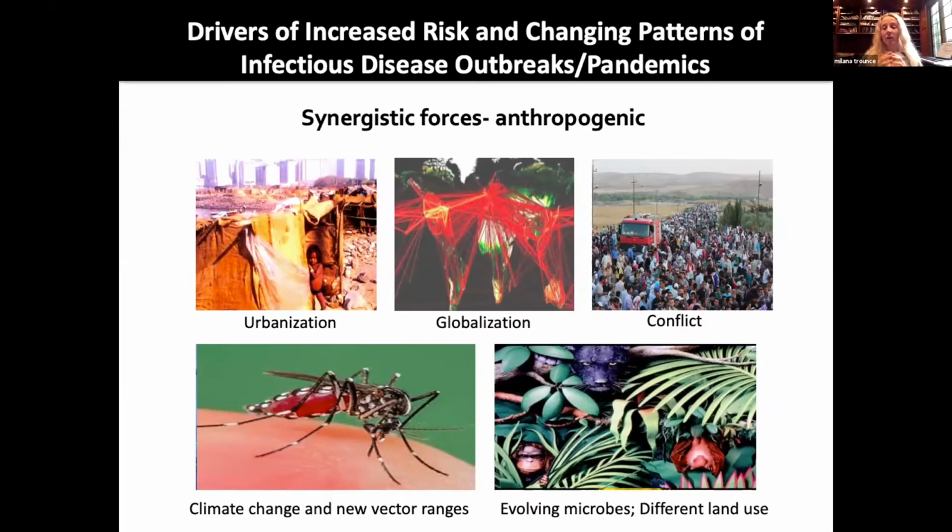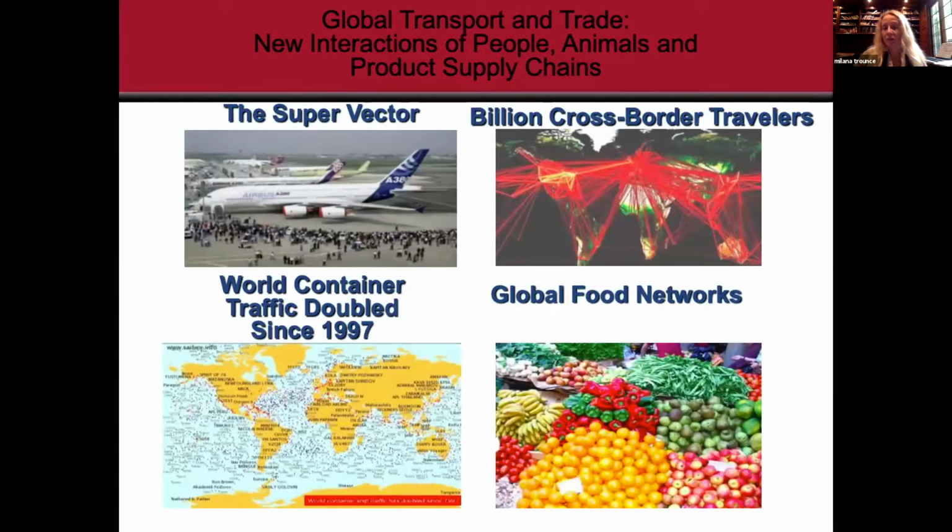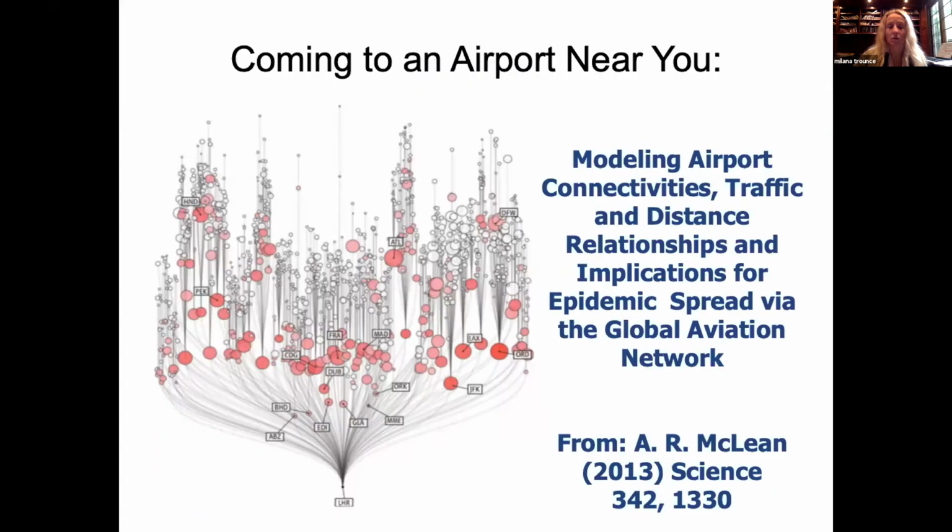So basically, if people are closer together and there are more of us and people travel, that obviously facilitates the spread of these infectious organisms, and that's just biology. Also, in many countries, the healthcare infrastructure is inadequate, and that makes trying to contain the epidemic very tough. Airplanes are the super vector: a billion cross-border travelers, a global food network, world container traffic doubled since 1997. You see massive interconnectivity in the world.